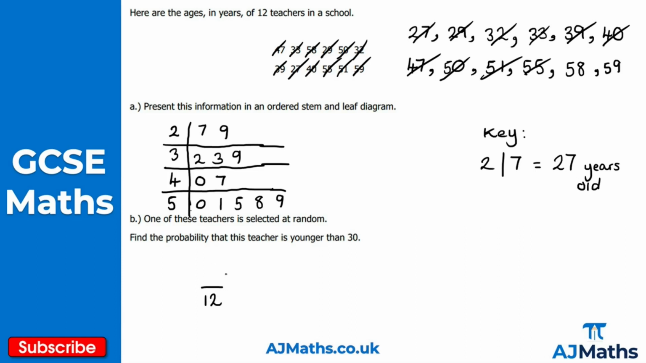So now we're just looking for how many teachers are younger than 30. Well, in that case, they must just be in this 2 row here. So 27, 29. That means we've got 2 teachers younger than 30. That would give us 2 over 12, and we can simplify this if we want, which would be 1 over 6 there. Okay, so the probability that the teacher is younger than 30 is 1 over 6. So that gives us the solution to that question.